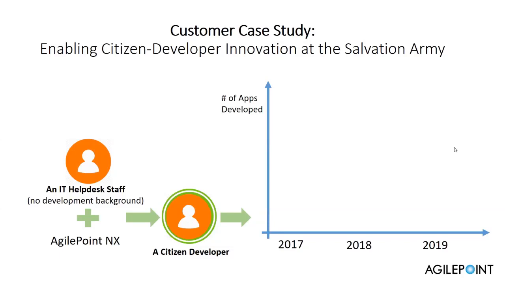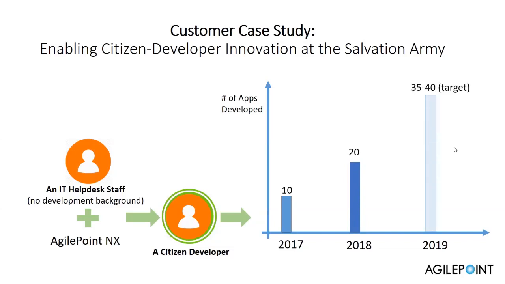After a short training period in the first year, the single user was able to develop 10 applications. In 2018, that number doubled to 20 and will again double to 40 in 2019. This is the sort of output that we see from a team of developers, and when you consider that this is a single, non-technical user, these results are nothing short of astounding.